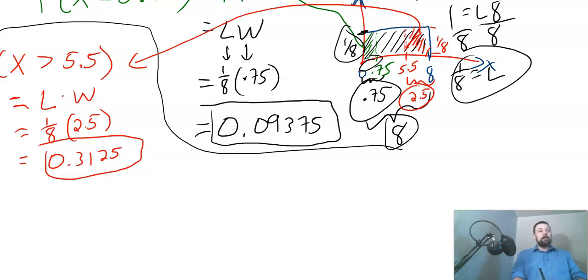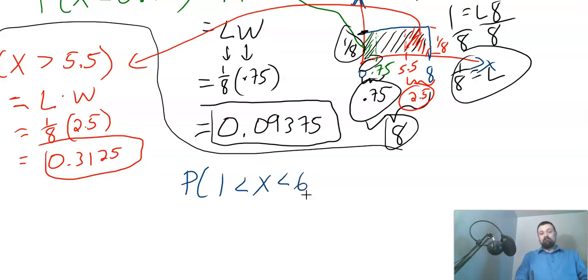But sometimes they'll ask you for the probability between two given numbers within that range. So here's another example. The probability that x is between, let's keep it simple this time, 1 and 6. So what's the probability that the wait time, if we randomly pick one scenario, in that scenario is between 1 minute and 6 minutes? That's what we're trying to find the probability of here.